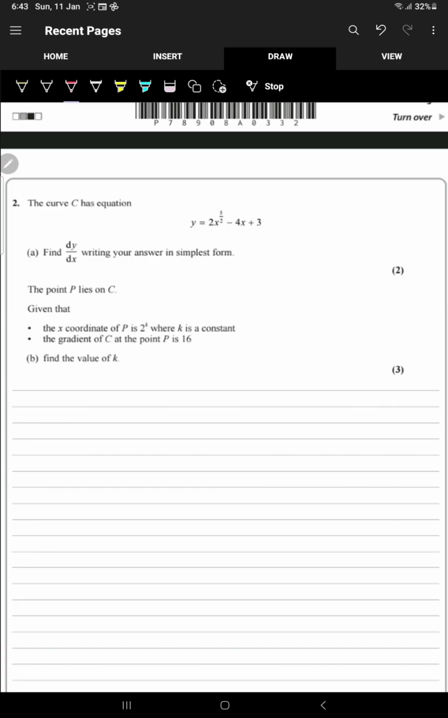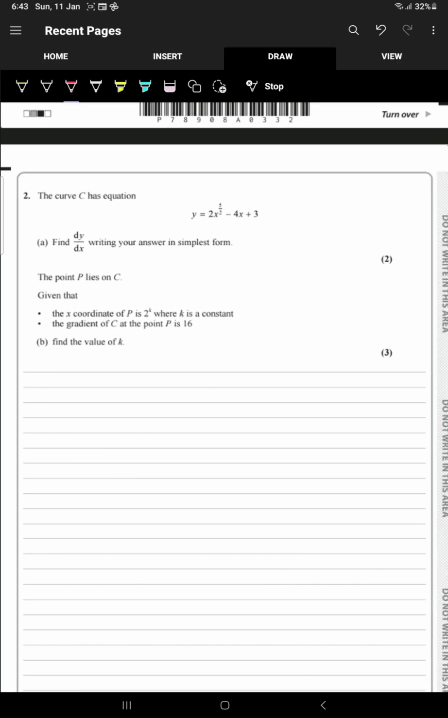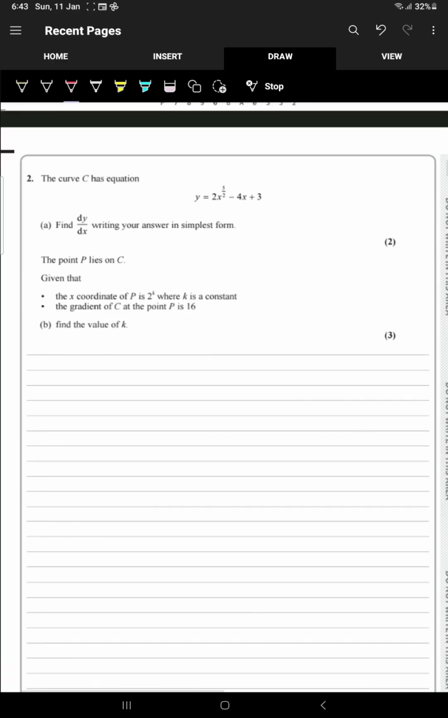now curve C has this equation, y is equal to 2x to the power of 5 over 2 minus 4x plus 3. Find dy by dx. Okay, this is relatively easy. So 2 times 5 over 2 is going to be 5.